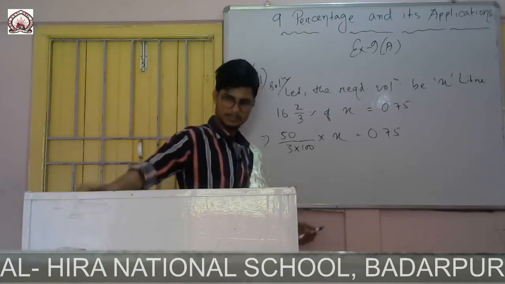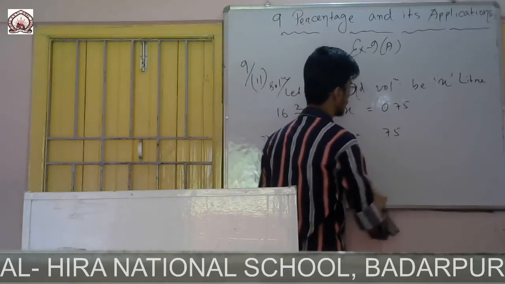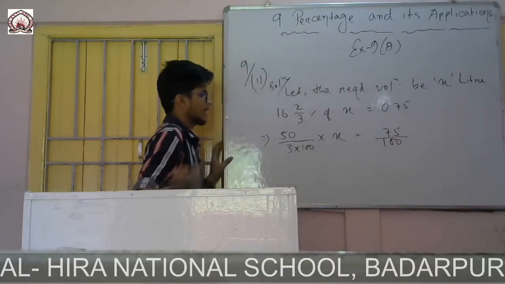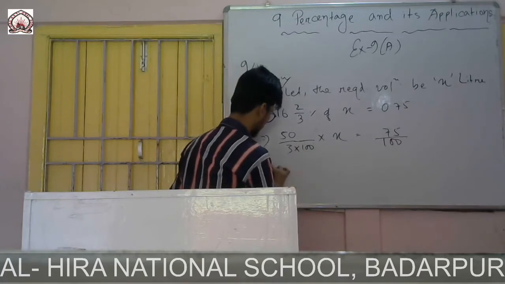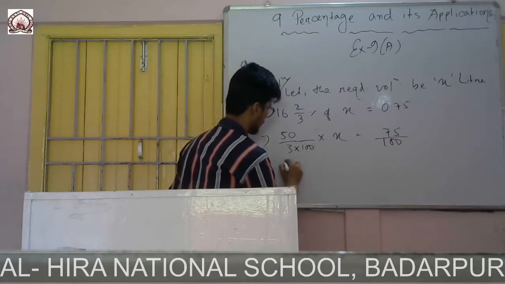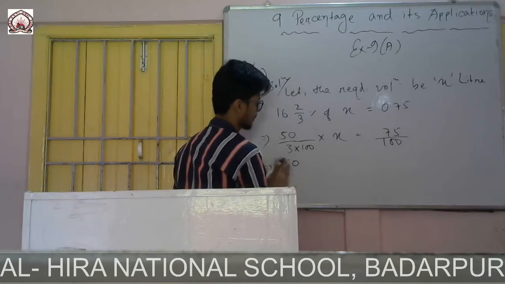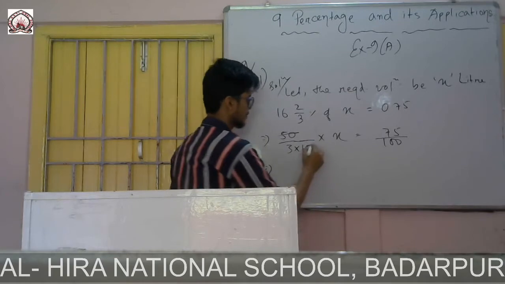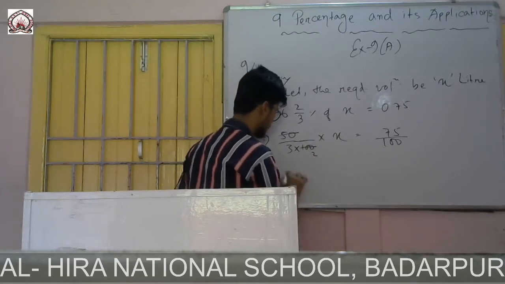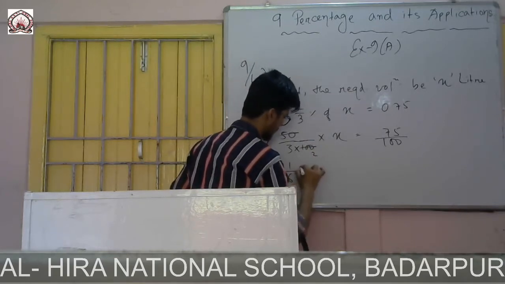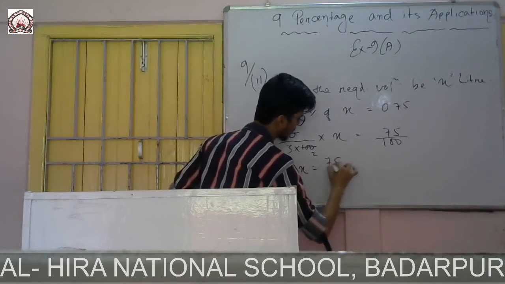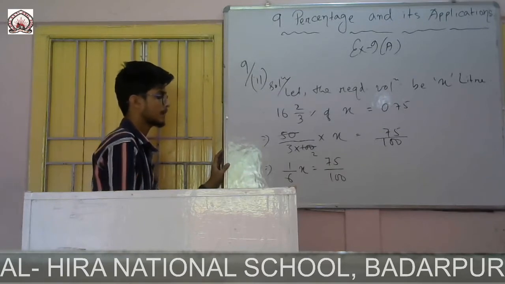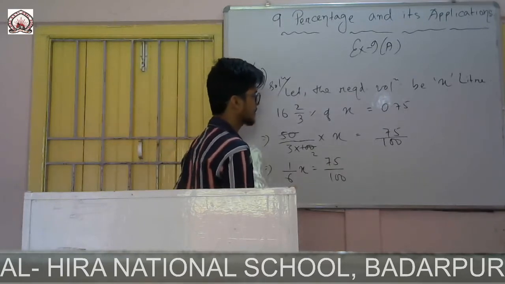Okay, one thing you do, remove the decimal. 0.75 I can write as 75 by 100. 75 by 100 implies 50. Okay, you cancel this one. 50 2s are 100, and 3 2s are 6, so 1 by 6 x equals 75 by 100. 1 by 6 x equals 75 by 100.